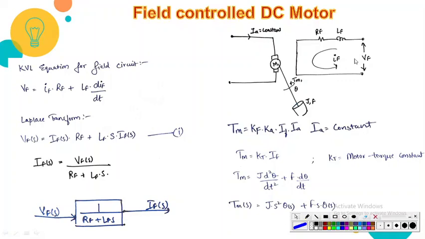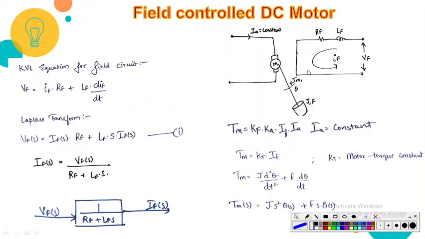So the varying thing on the input side shifts from my armature circuit to the field circuit. In the field circuit we can easily draw that: we'll have the supply voltage, some field resistance, and some field inductance, and when we connect the circuit, current IF will flow in the circuit.